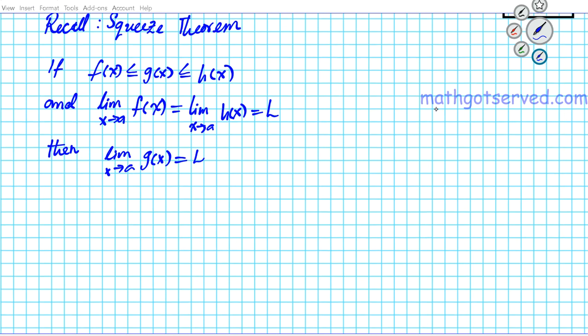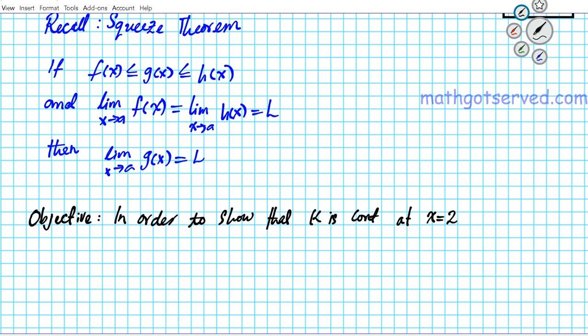Okay, so in order to show that k is continuous, what do we have to show? All right, so let's go ahead and identify what our objective is here. So the objective is as follows. In order to show that k is continuous at x equals 2, we just simply have to show that the double-sided limit at x equals 2 is equal to the value of the function.